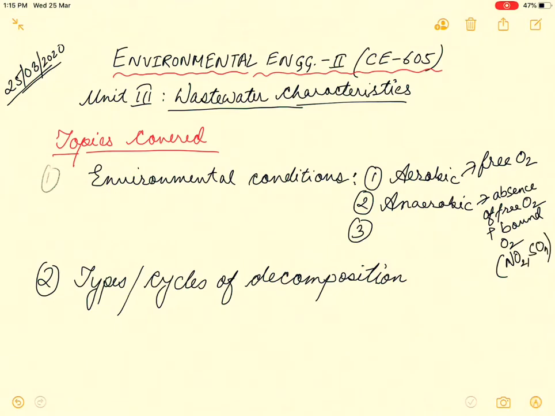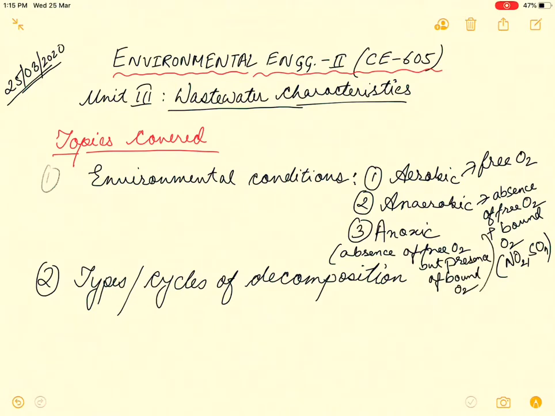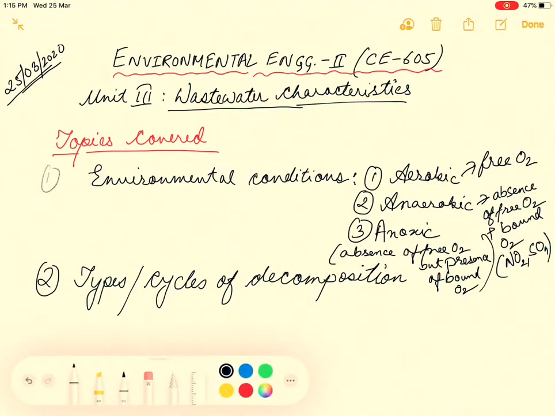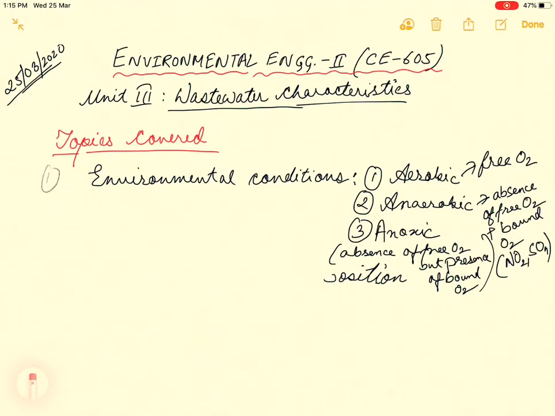And the third is anoxic. What is anoxic? Anoxic is absence of free oxygen but presence of bound oxygen. So that is what your anoxic environment is. After that we studied about the cycles of decomposition.